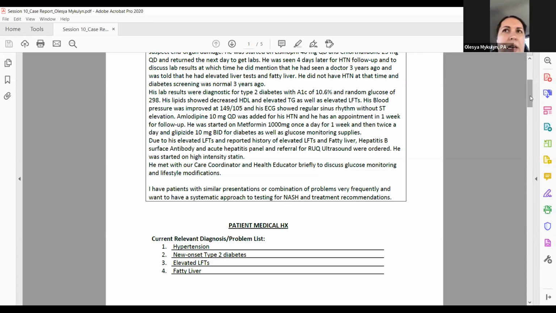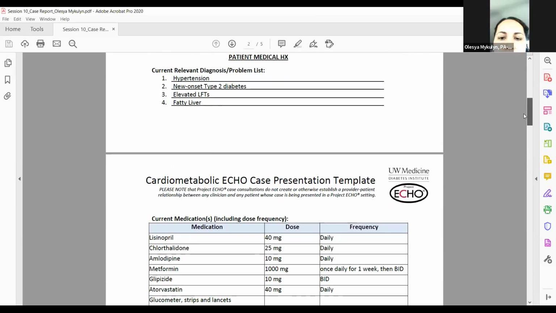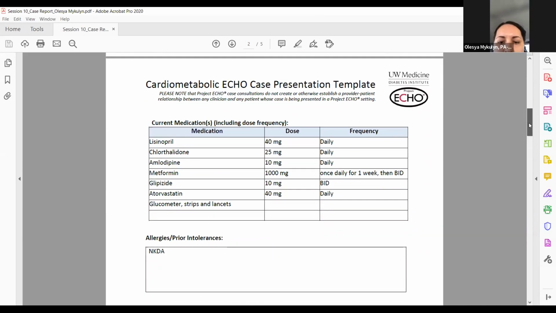So I just wanted to get an idea of which patients actually need further treatment or need further evaluations for NASH. For his medical history, he was diagnosed with hypertension, onset type 2 diabetes, elevated LFTs, and a history of fatty liver that he reports.